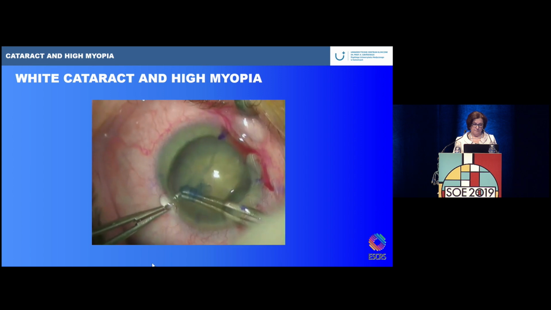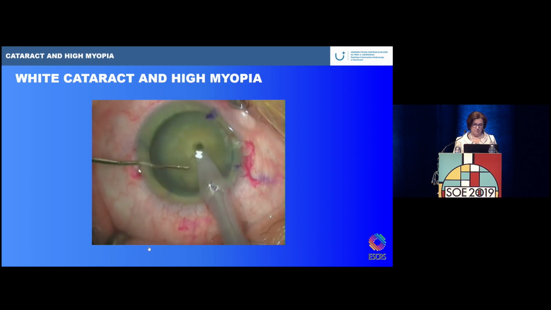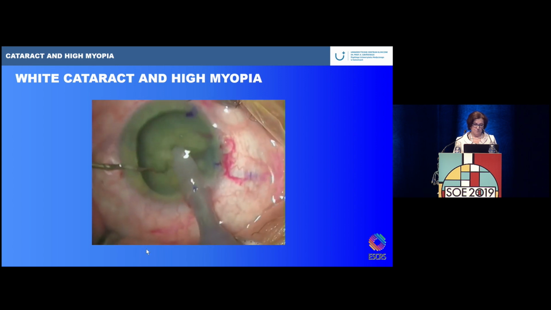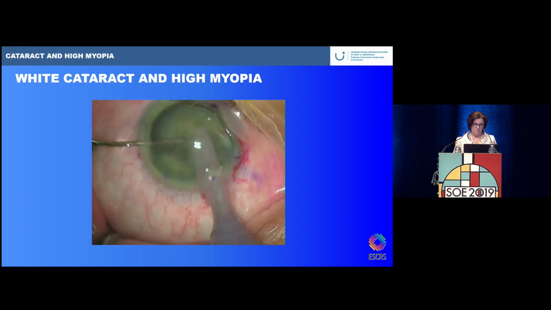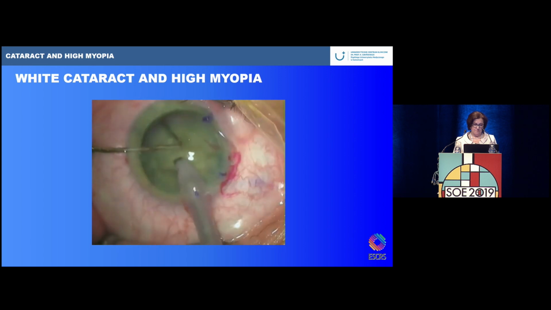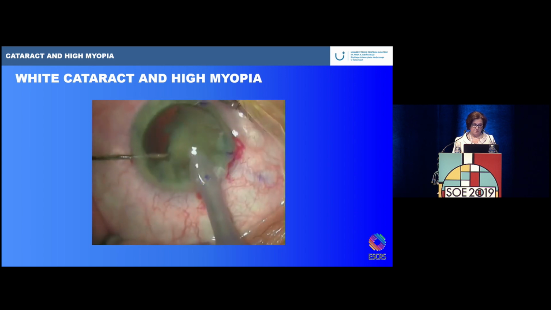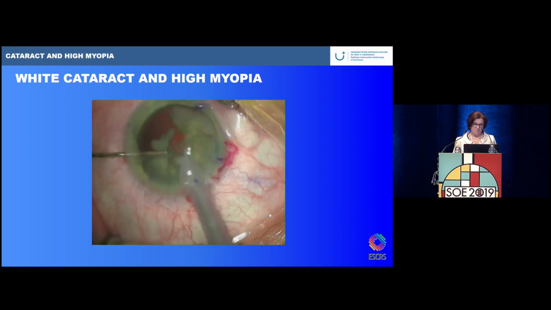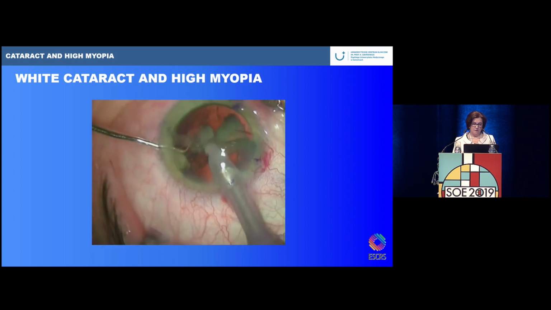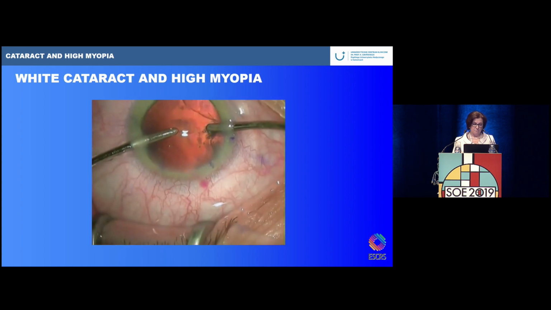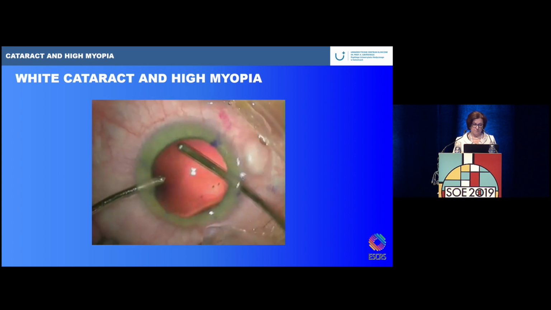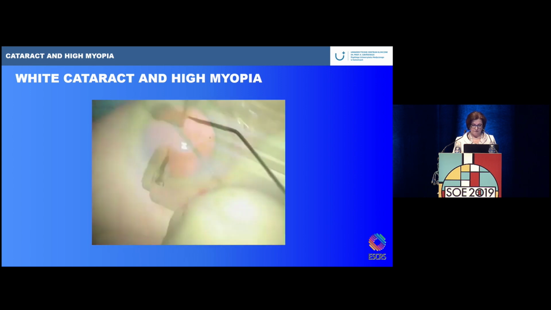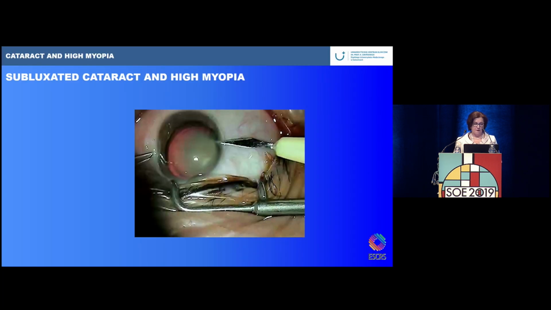Then the next step, if you make a good hydrodissection, you divide the lens, the nucleus, and after the nucleus is removed, we should look at the posterior capsule to see if it's really needed to clean it. Because during this maneuver you most often have posterior capsule rupture. So it's not a problem with the lens.